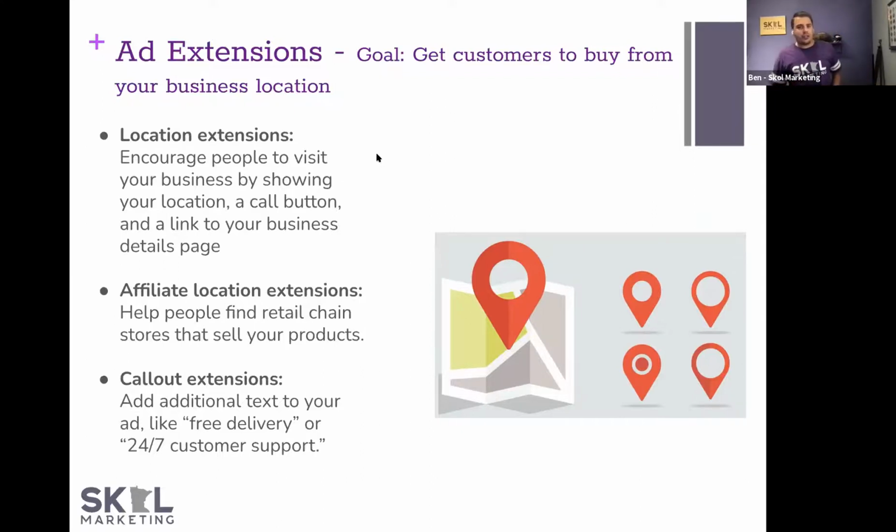For instance, if your goal is to get customers to buy from your business location, you can have a location extension where your address is right there. Someone could click on that and start driving right away. Maybe you have an affiliate location extension. Maybe you sell your products in other retail chains or locations, and you want to show that. Call out extension: this is just adding additional text, like free delivery or 24/7 customer support. You're just paying for extra characters that could also be beneficial to people looking to buy from your location.